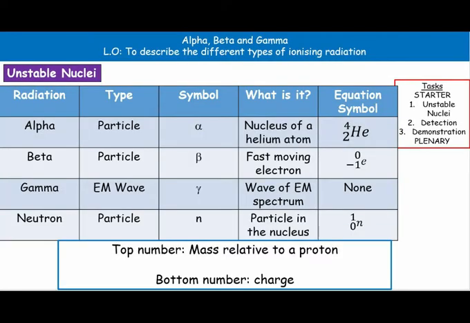What we need to know about then are four different types of radiation, and they're summarized in that table. Now, you are going to need this table, so by all means, make a start on getting that in your books while I talk you through it.